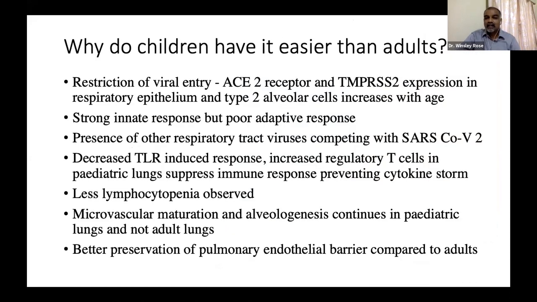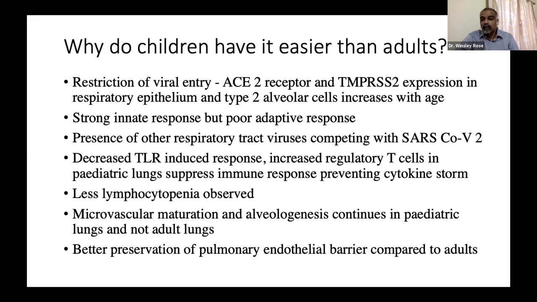So why do children have it easier than adults? So these are proposed theories. One we know for sure is that there is actually decreased ACE2 receptor and transmembrane serine protease expression in the respiratory epithelium of type 2 alveolar cells in children, and it increases with age. So there are just not enough receptors for the SARS-CoV-2 virus to actually attack the alveolar cells.